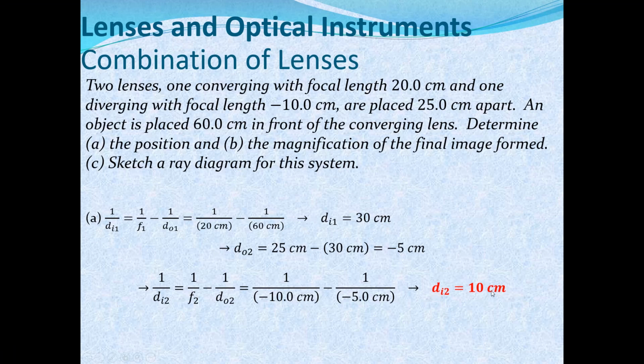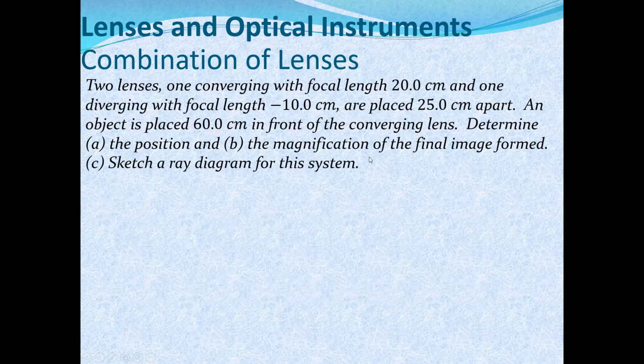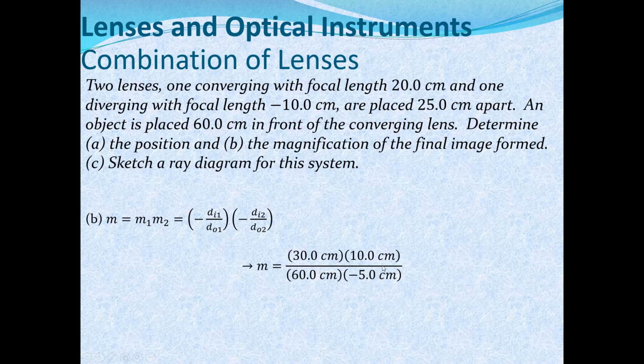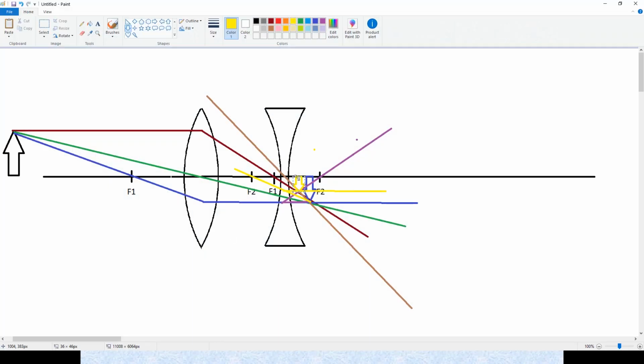But I do get that it's a positive 10 centimeters from the diverging lens. Now for the magnification, again, we take the product of the two. When we plug these numbers in, we get -1, meaning that it ends up being inverted. So I do see the inversion here.